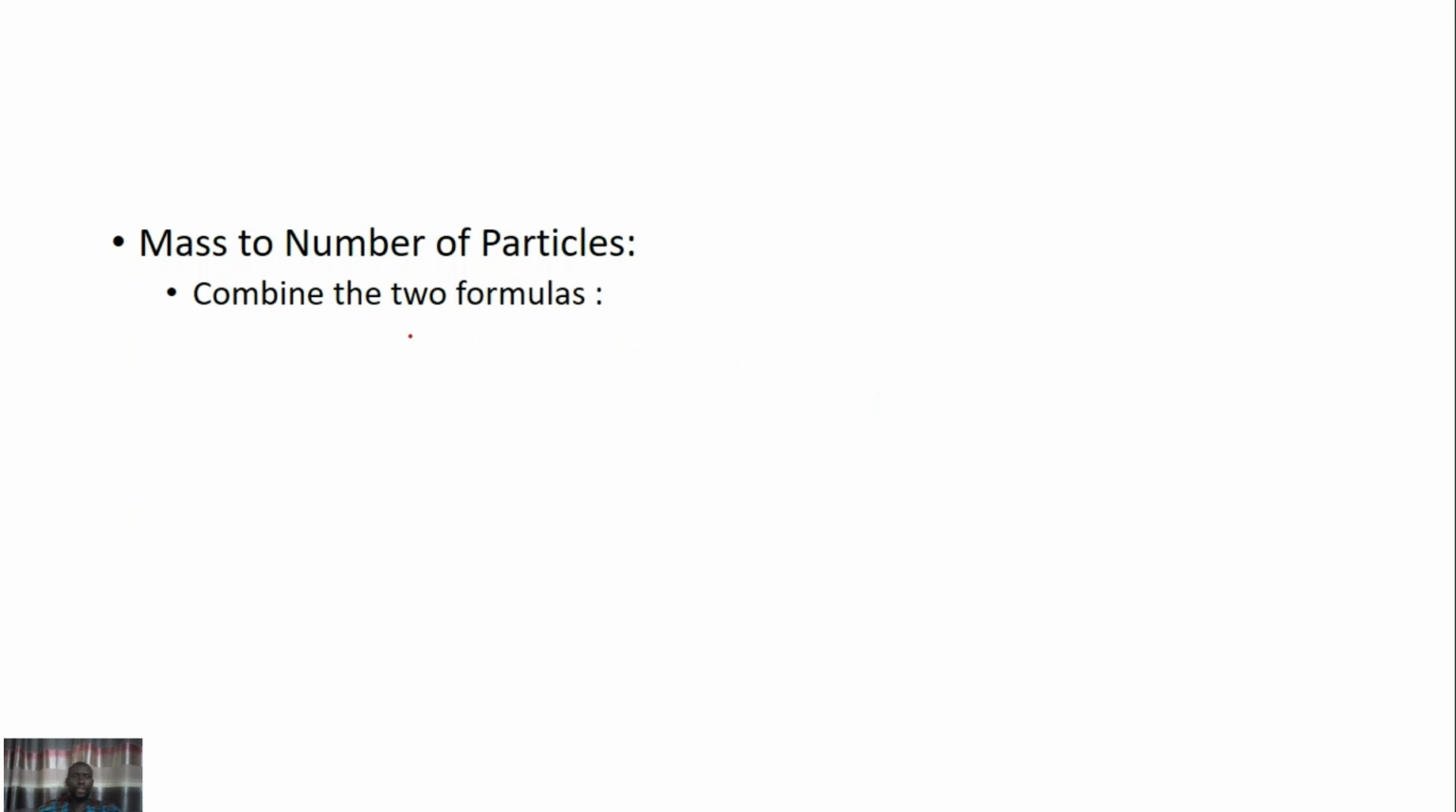Also, you may be given mass sometimes and you'll be asked to calculate the number of particles. What you need to do is calculate the mole of the mass that you are given, and you know mole is mass over molar mass. So after you get the mole, you just multiply it by Avogadro's constant, 6.022 times 10 raised to power 23, that we have been using. You get the number of particles.